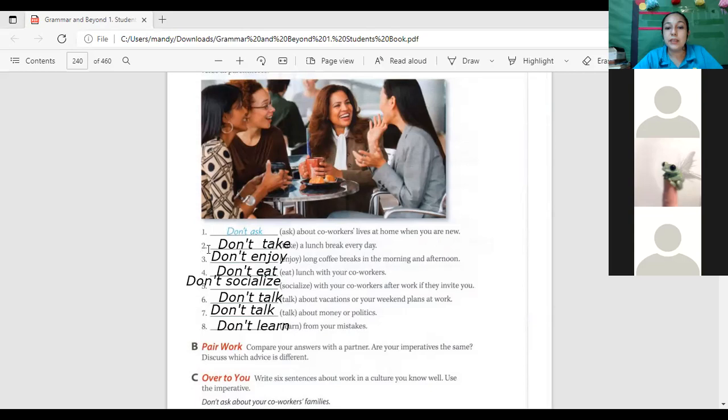So let's review. Don't take a lunch break every day. Don't enjoy long coffee breaks in the morning and afternoon. Don't eat lunch with your coworkers. Don't socialize with your coworkers after work if they invite you. Don't talk about vacations or your weekend plans at work. And don't talk about money or politics, and don't learn from your mistakes. Do you consider that these advices are good advices? Maybe some of them.